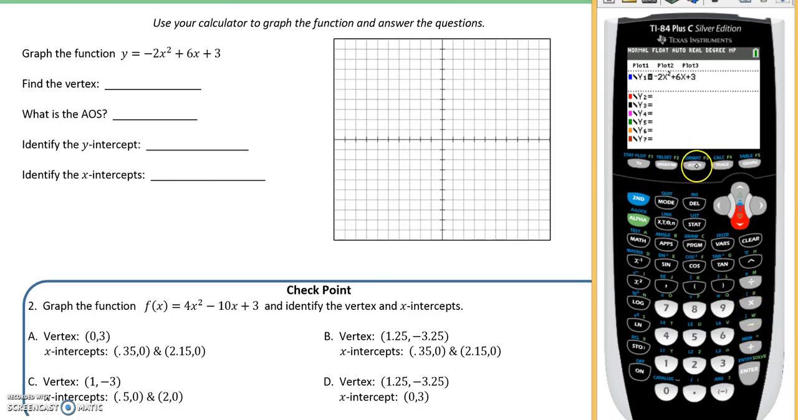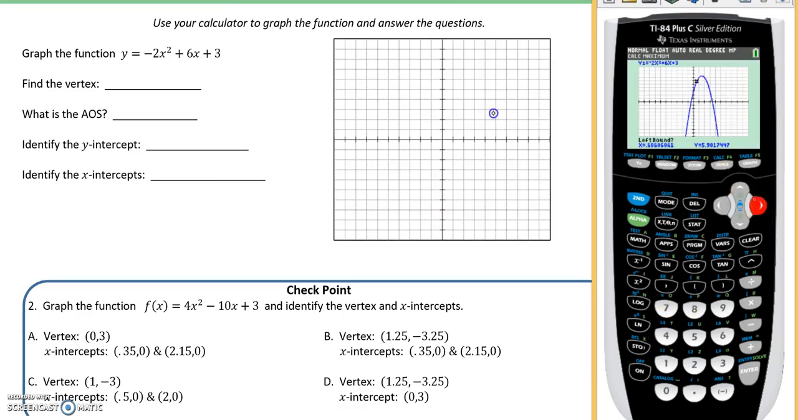Okay, and to graph this, let's just do a zoom standard, which is zoom 6. That gives you a nice window. Here it comes. Okay, I have to find my vertex. That is a maximum. So all the features of your graph you're going to find in this calc menu, which is second trace. I need a max, so option 4.